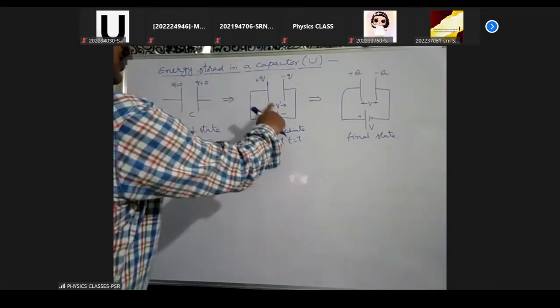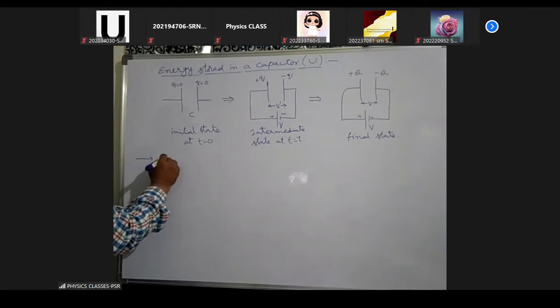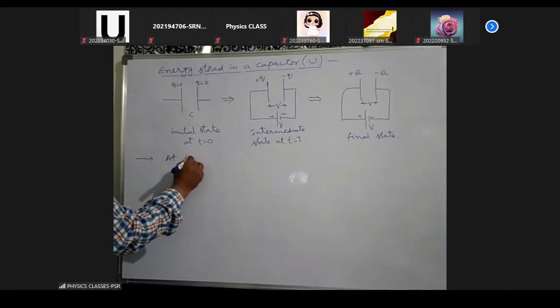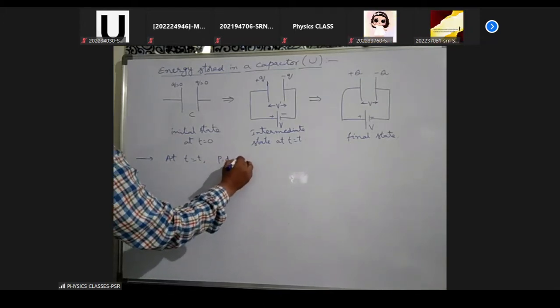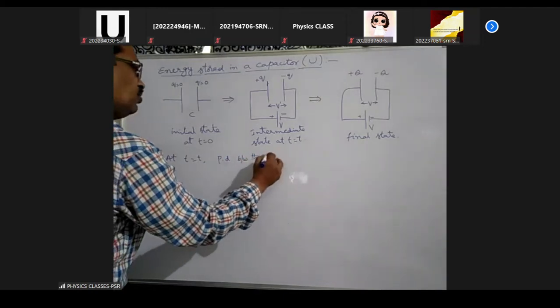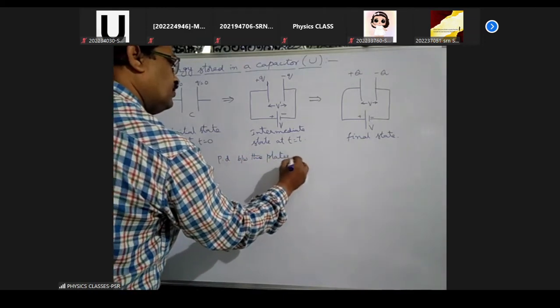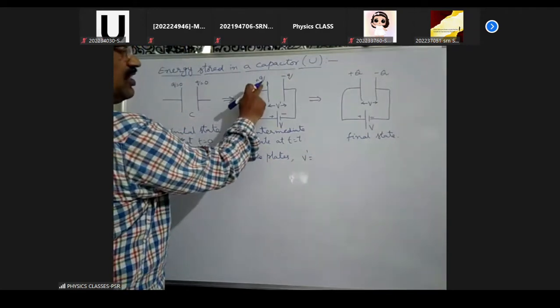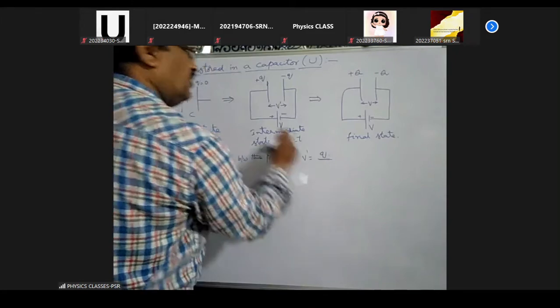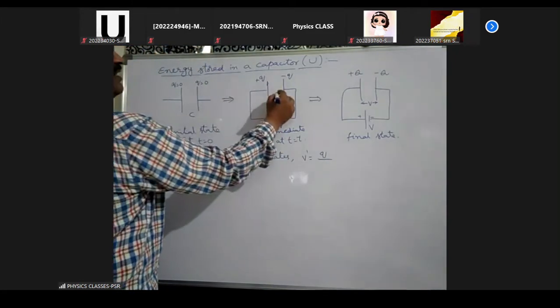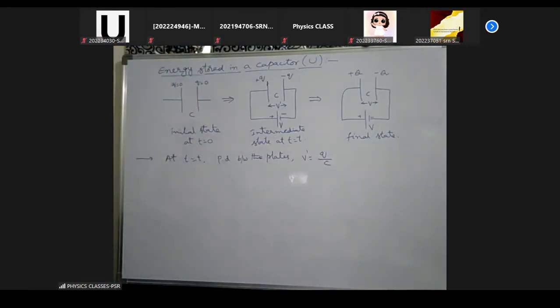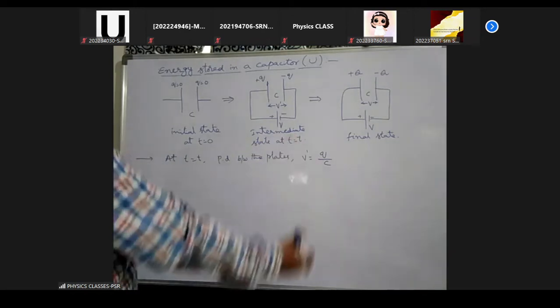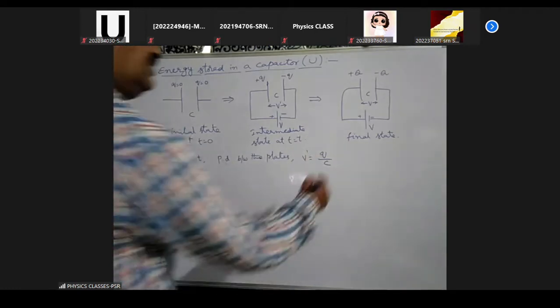Yes, sir. So here in this intermediate state, at t is equal to t, the potential difference between the plates is given by the formula V dash is equal to Q by C. The charge on this is Q, and the capacity of the capacitor is C. The capacity is C; it does not change. That's why V dash is equal to Q by C, by the definition of capacity.